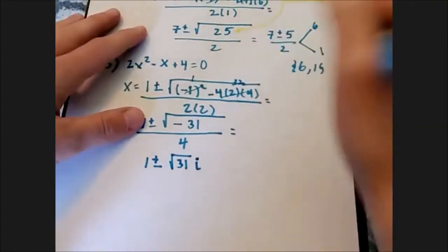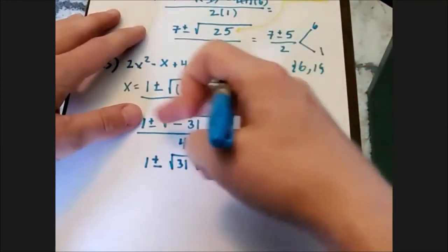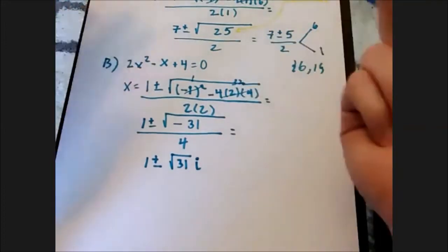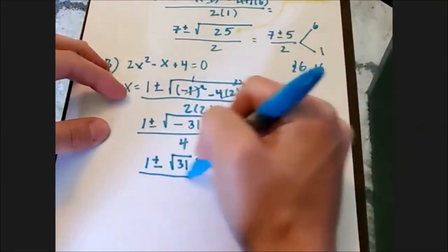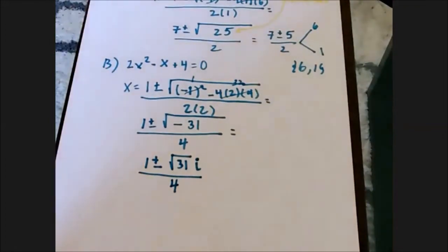The discriminant told me I was going to have complex answers. That's exactly what happens when you take a square root of a negative. You get a complex result. And of course, that's sitting over 4.